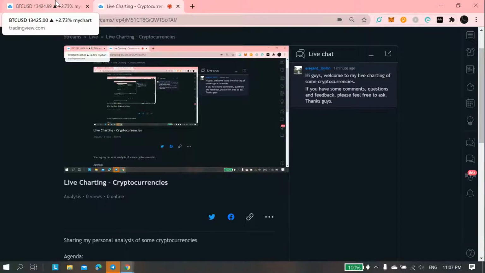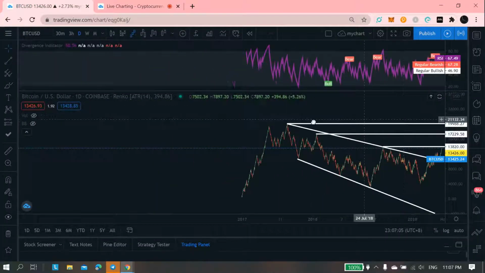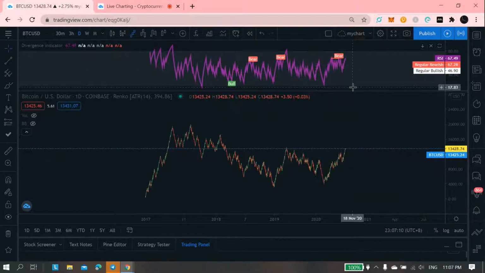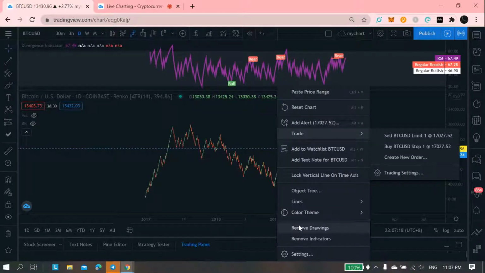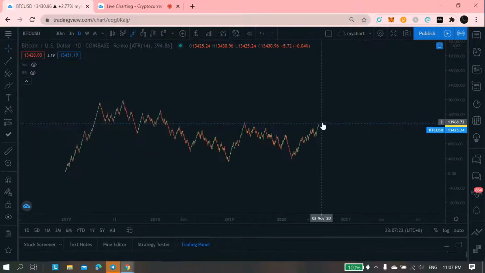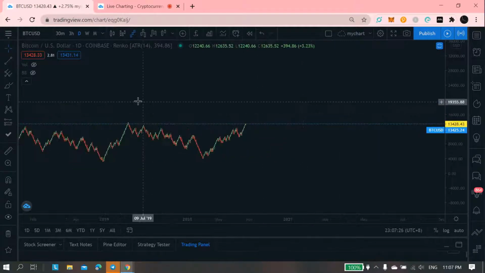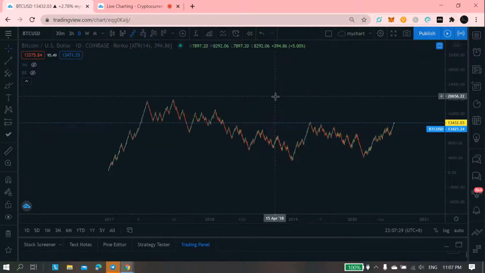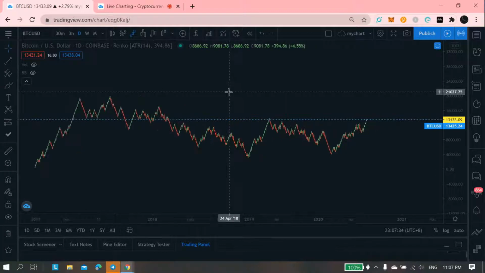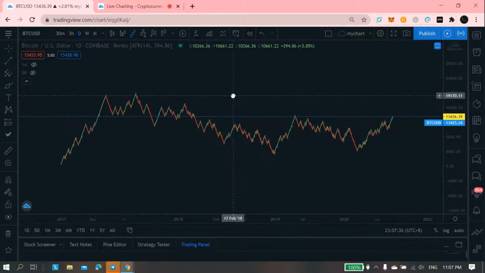So let's start first with BTC. In this analysis, I will use the Renko chart and divergence indicator and possibly the Bollinger Band. So this is the long-term Renko chart of BTC.